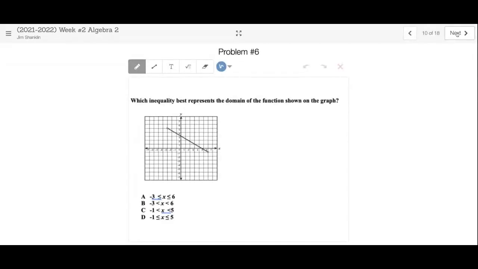All right. Which inequality best represents the domain of the function shown in the graph? Okay, so now this is your turn. I want you to go to Desmos. Now, obviously, some of you are going to look at this and you're going to say, Mr. Shanklin, there's no work to do here. I'm just going to circle the correct answer, which is fine, okay? Just circle whatever answer. I just want you to get used to going back to Desmos and back and forth, okay?